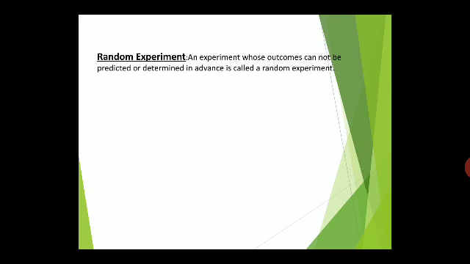First is random experiment. An experiment whose outcomes cannot be predicted or determined in advance is called a random experiment. It will be very clear if we see an example here. Tossing of a coin, rolling a die, drawing a card from a well shuffled pack of playing cards, etc. These are some examples of random experiment, because we cannot predict while tossing a coin whether head is coming or tail, like that.